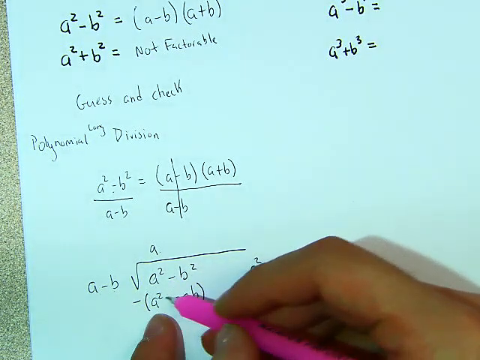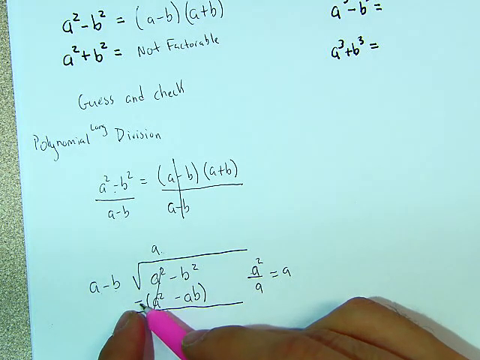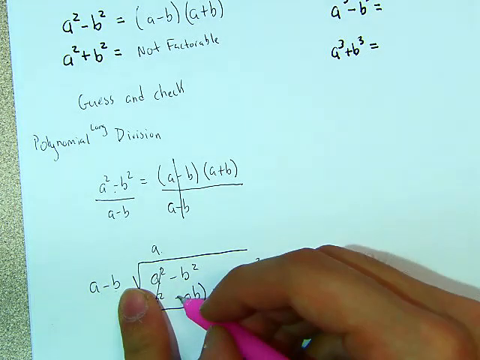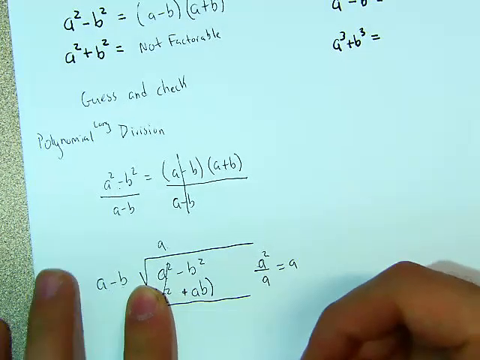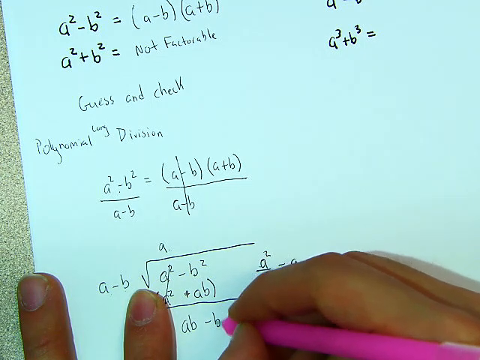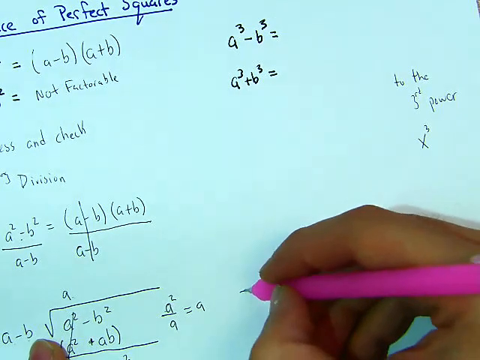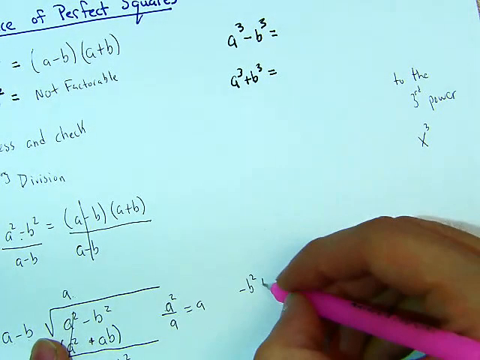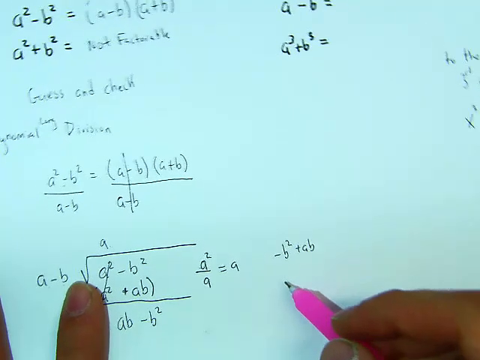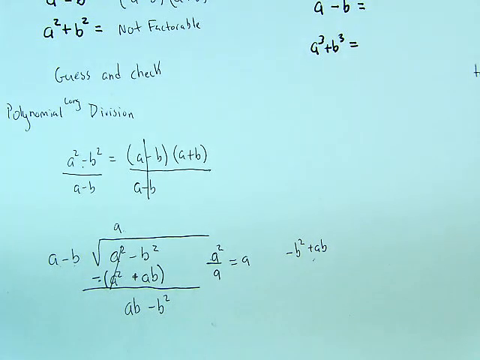So then these two cancel, and now you're left with a plus. Remember, this is minus times minus, so this becomes plus. Now let's bring this down. You have ab minus b squared. Can you combine minus b squared plus ab? Absolutely not. They are not like terms. Okay, now we get this.